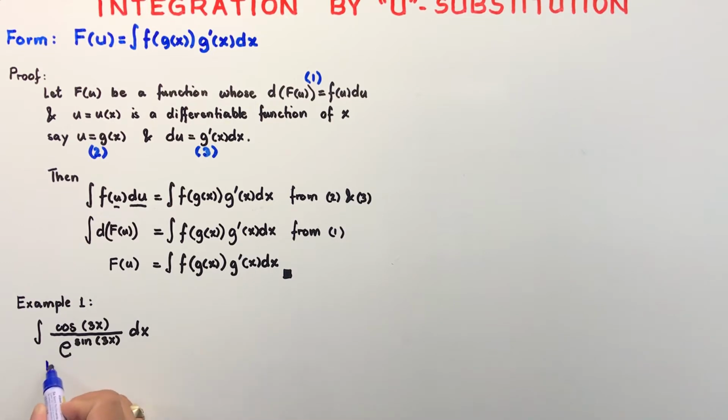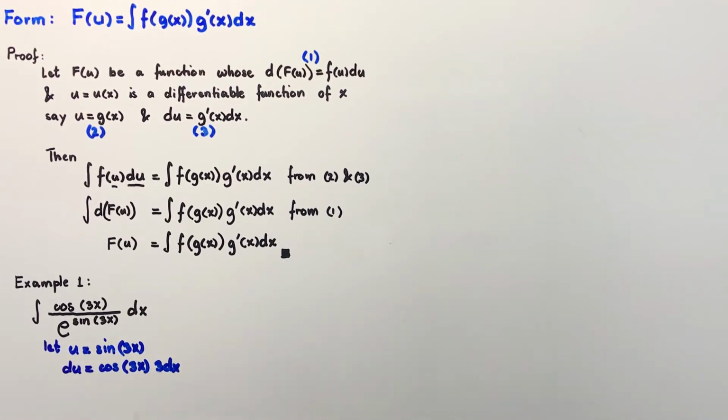However, if you represent the exponent of your e, which is sine 3x, as your u, so u is equal to sine 3x, we notice that the differential of u is equal to cosine of 3x times 3 dx. But we don't have this coefficient of 3 in our integrand here. So we divide both sides of the equation by 3. So du over 3 is equal to cosine of 3x dx.